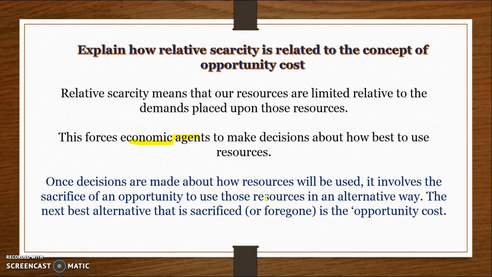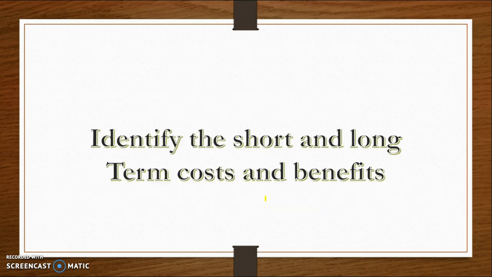That sacrifice is called the opportunity cost. So whenever we sacrifice to use our resources in a particular way, whatever we choose not to use them in, the next best alternative is the opportunity cost. So, for example, for labour, if you decide to become a doctor, your opportunity cost may be becoming an economist or a teacher or a lawyer, whatever your next best alternative is.